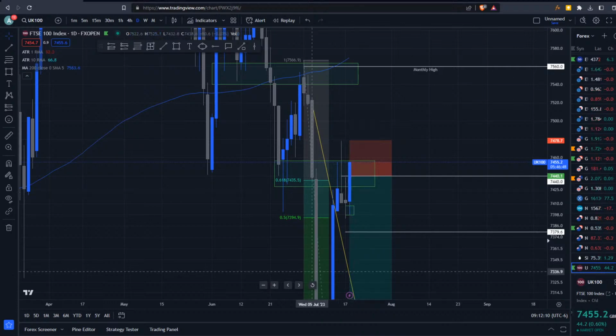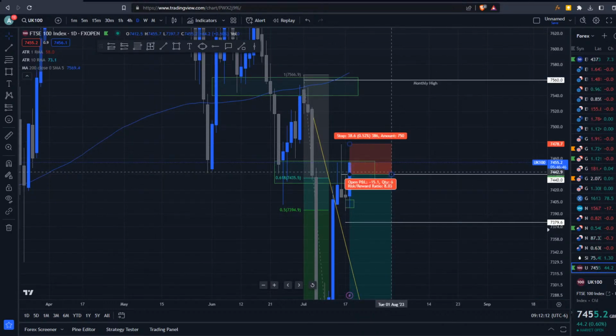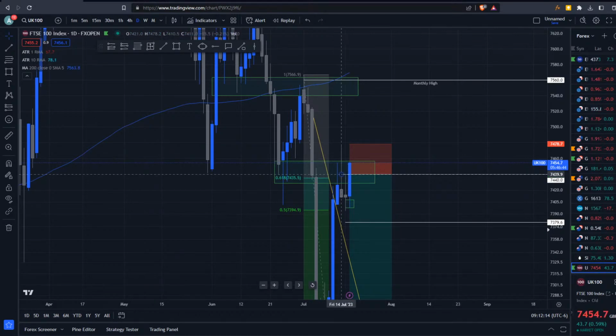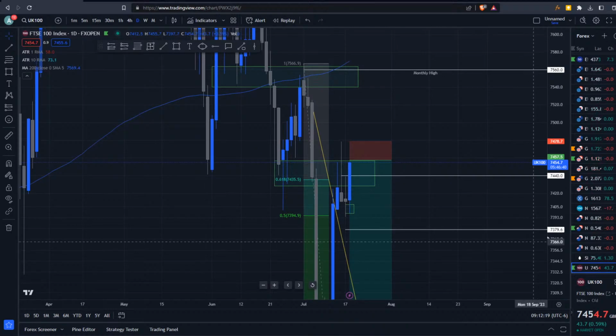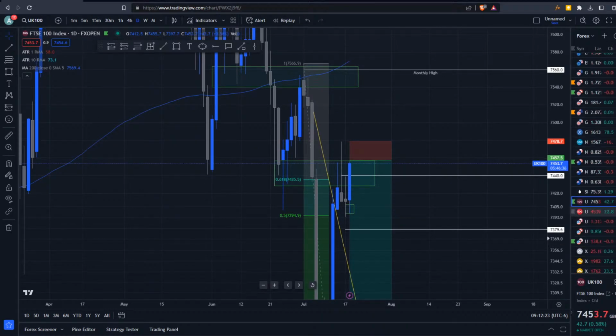So I'm in this trade, but I would not currently recommend a trade on this. I would just wait and see possibly tomorrow or the next day if there's a better setup, because currently this one is invalid.